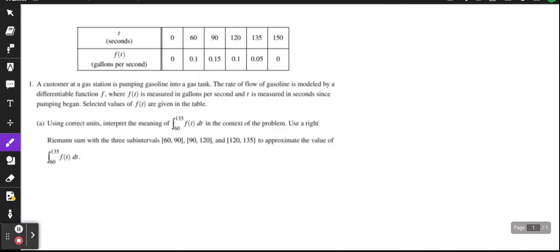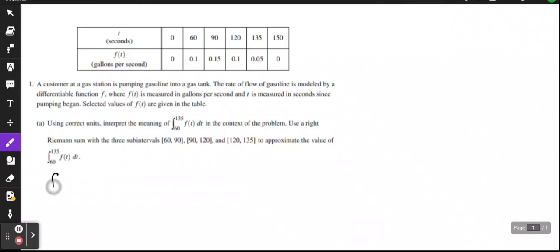The rate of flow of gasoline is modeled by a differentiable function f, where f of t is measured in gallons per second and t is measured in seconds since pumping began. Selected values of f of t are given in the table. Part A is asking us to interpret the meaning of the integral from 60 to 135 of f of t dt in the context of the problem.